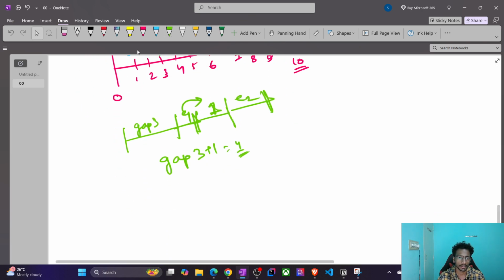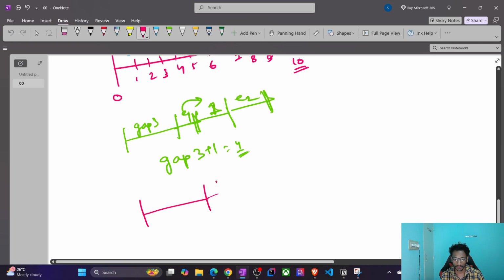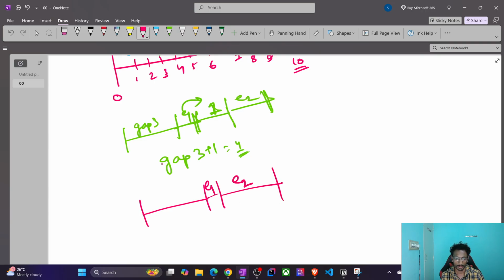Because our events will look like this. This will be event 1, this will be event 2. Now gap 3 is already there, and I have shifted this, so I will consume this gap, so this will be shifted to the left side, so the gap will now be 3 plus 1. Got it? 3 plus 1 is 4. So this is for k equal to 1.